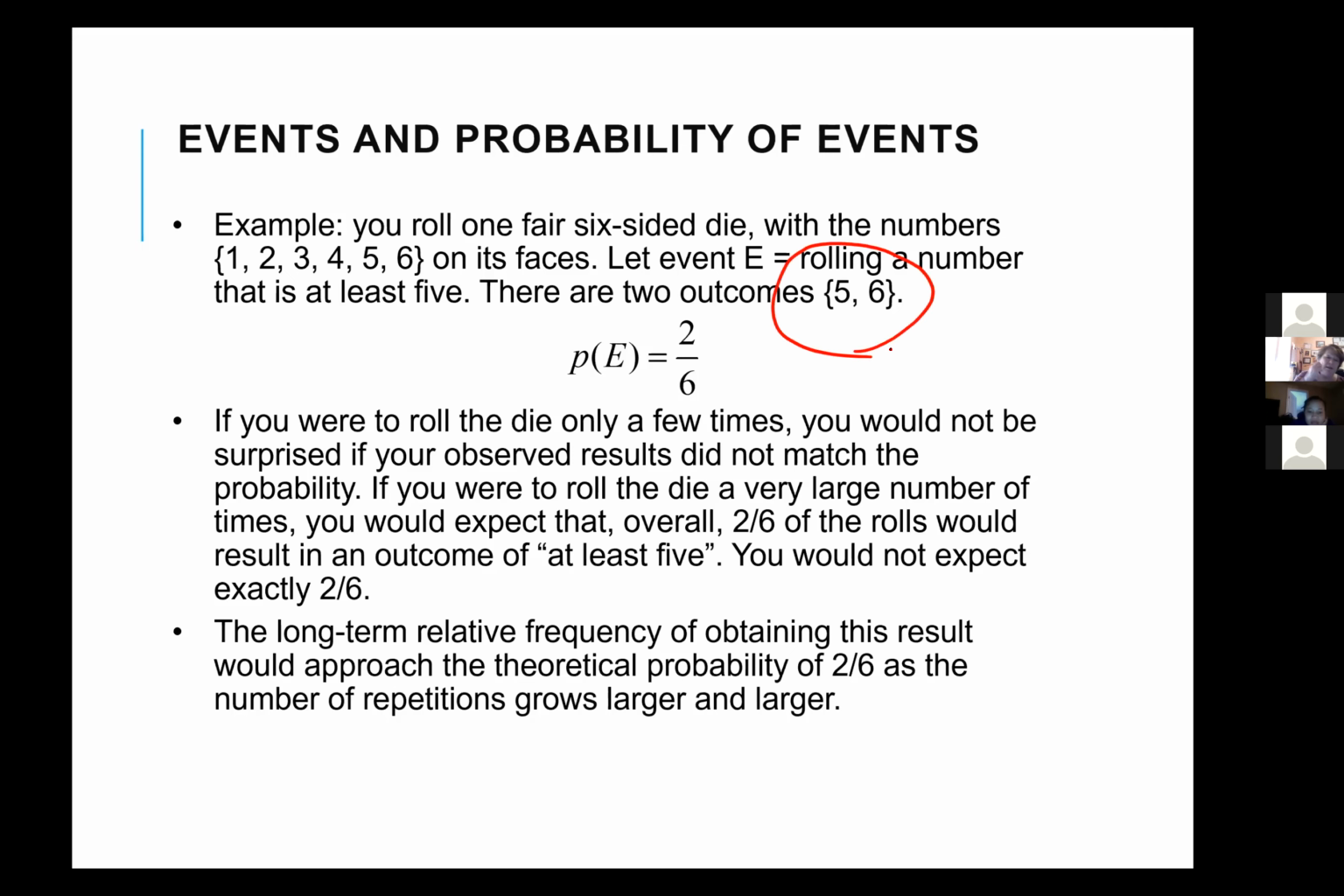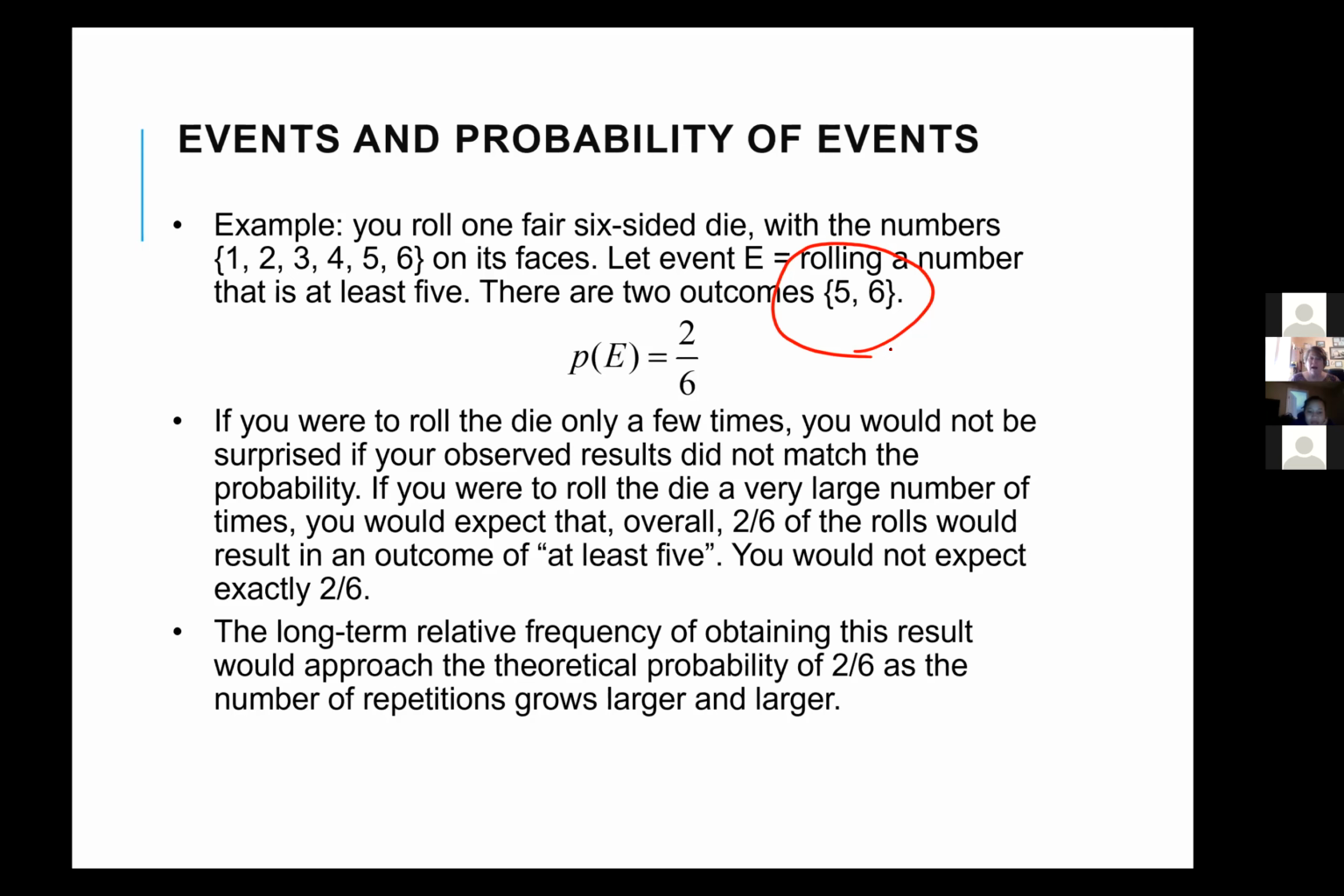So here's our possible outcomes. Out of our total sample space, there are 6 items in our sample space. So there are 6 possible outcomes total, 2 of which are at least 5. So the probability of event E rolling at least a 5 is the 2 outcomes, a 5 or a 6, divided by the total number in our sample space, which is 6.